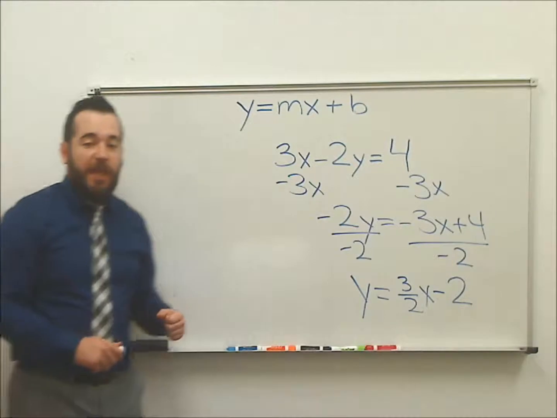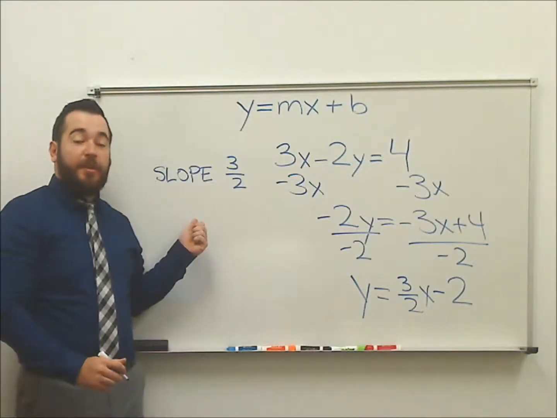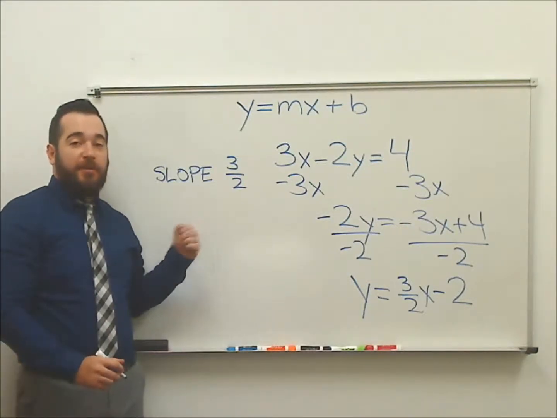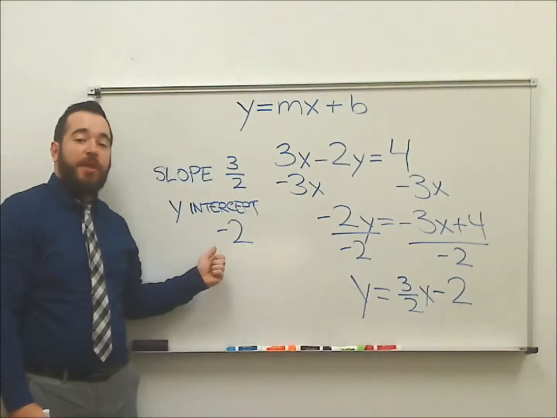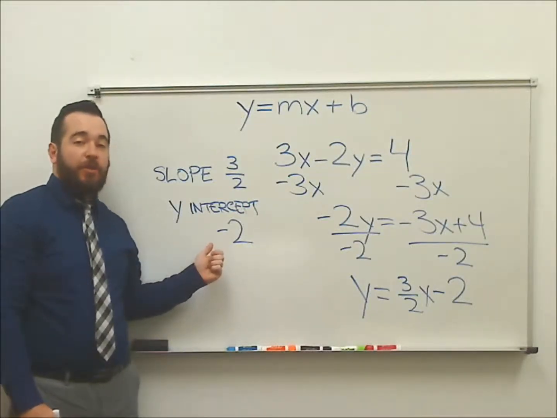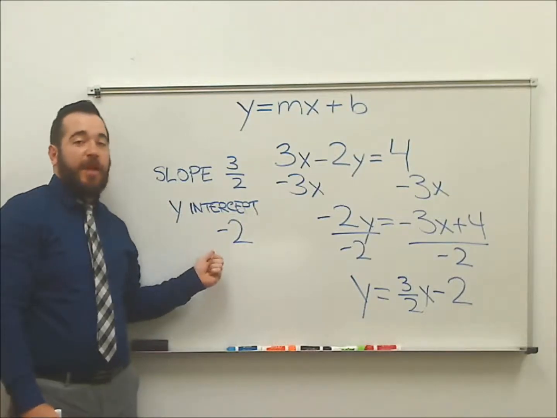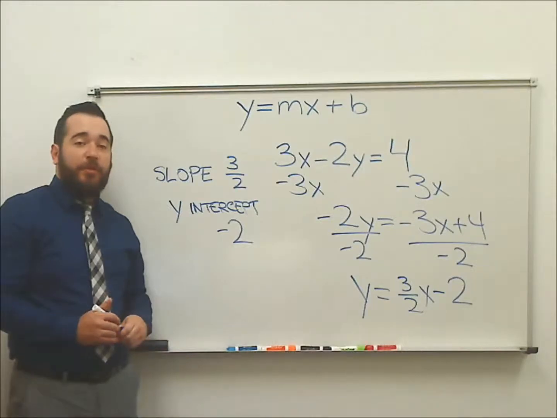This means that we have a slope of 3/2 and we have a y-intercept of -2. So that means that this linear equation crosses the y-axis at -2. Let's do another example.